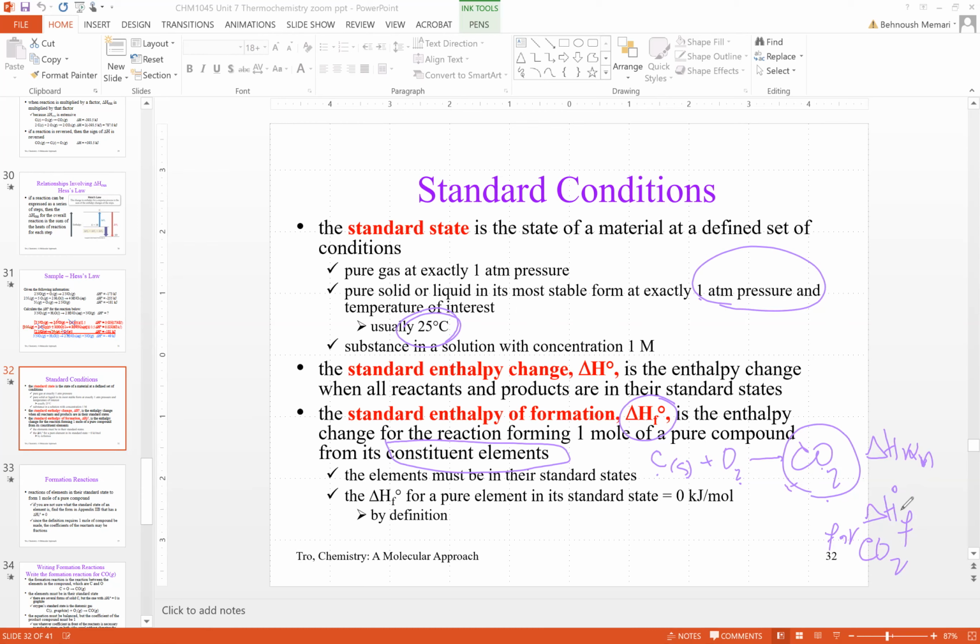Delta H formation for an element, let's say sodium in solid phase, is how it appears in nature. So that value is going to be 0. Delta H formation for Na solid equals 0. Delta H formation for O2, because that's how it appears in nature, is going to be 0. Delta H formation for O2 is 0. But delta H formation for CO2 is not 0, because that's not how it appears in nature.